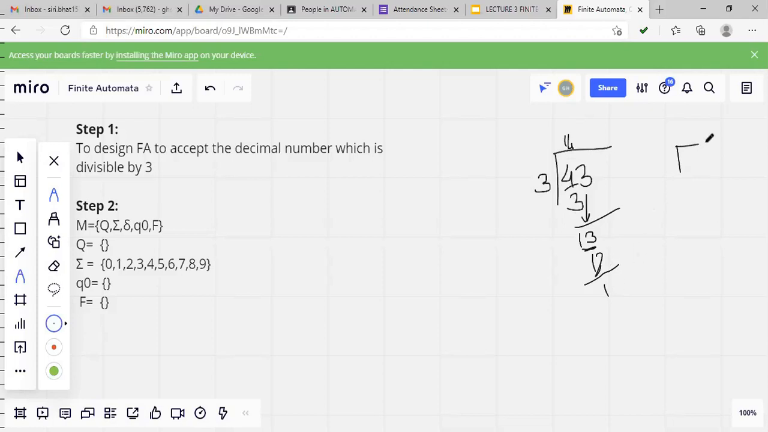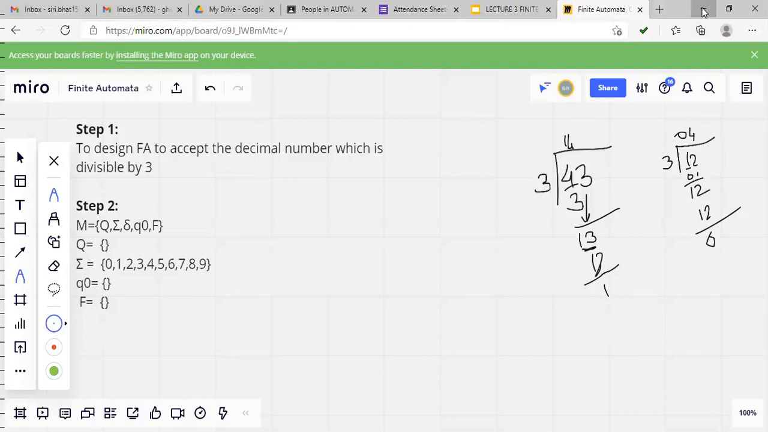Similarly, I'll take another example. I'll take a simple 12. Okay, so first digit I'll take 1. 3 zeros are 0, remainder is 1. Then I'll take 2, okay, then it is 1 followed by 2, so 12. 4 threes are 12, remainder is 0.